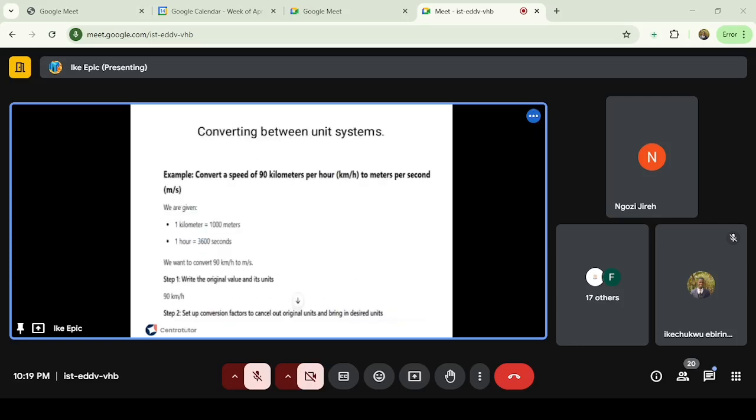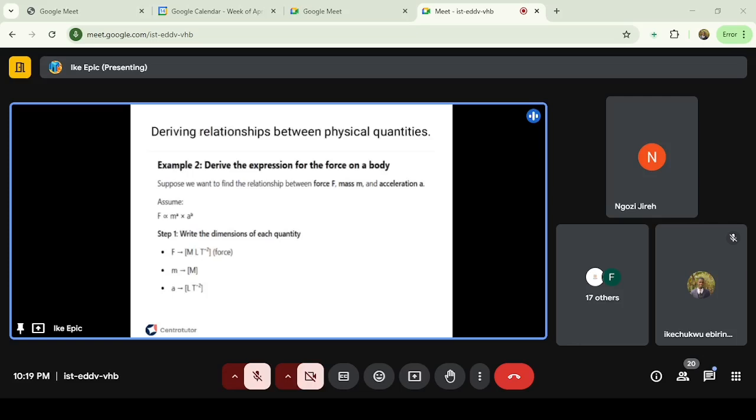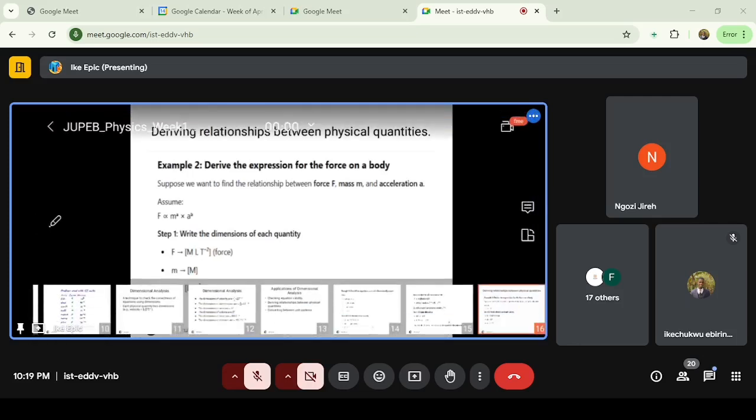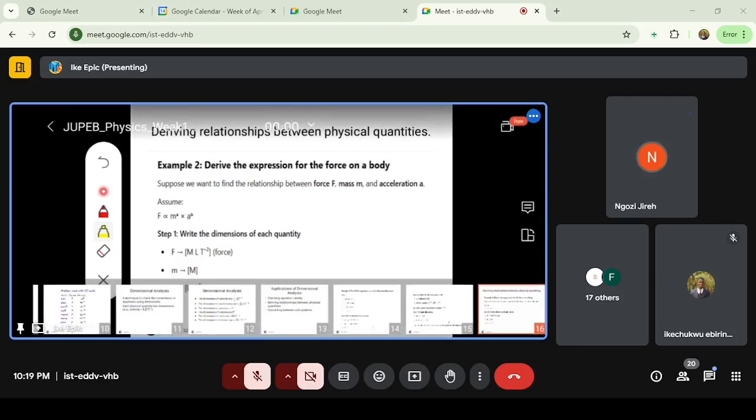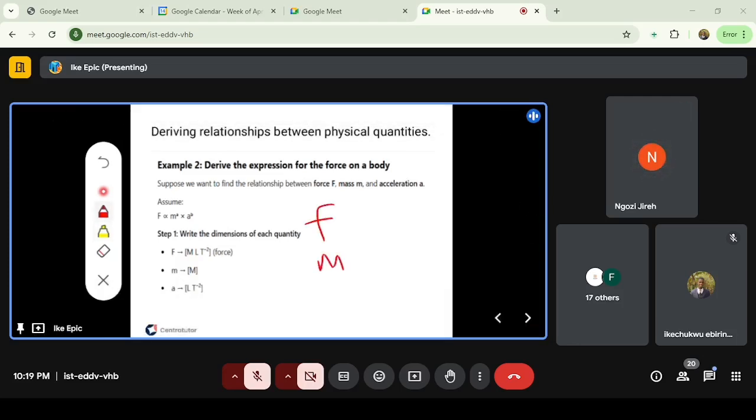For this one, we get the dimension for F, we get the dimension for m, and we get the dimension for a. That's from this expression here. We get the dimension of each of the parameters F, m, and a.